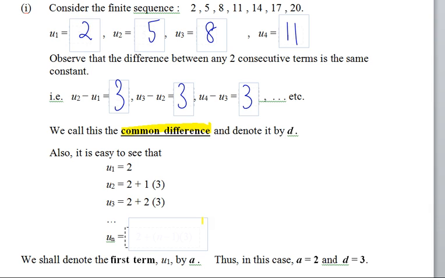It's not difficult to see that if my first term is 2, U1 is 2. Second term is 2 plus 1 times the common difference. Third term is 8, is 2, the first term, plus 2 times the common difference. Follow? Now I ask you, what if I want to find the 10th term? 2 plus 9 times the common difference, right? n minus 1. So therefore, there is a pattern. That means it must be 2 plus n minus 1 times 3. Make sense? For the nth term.